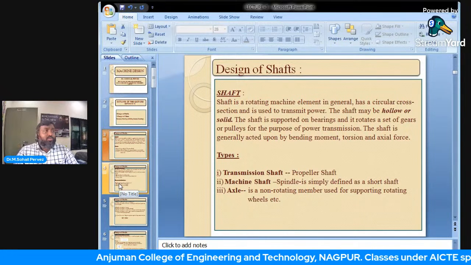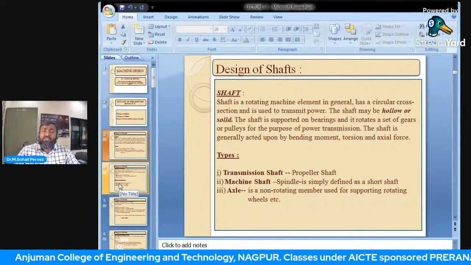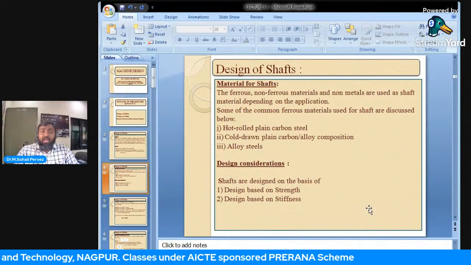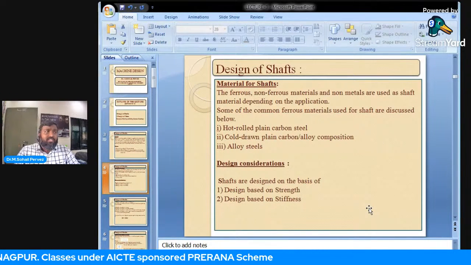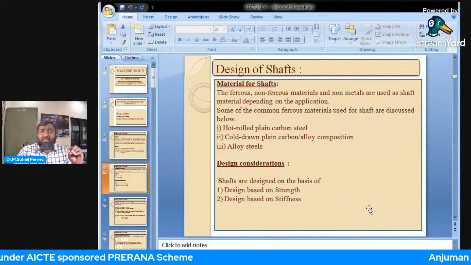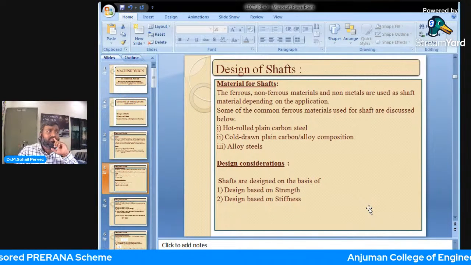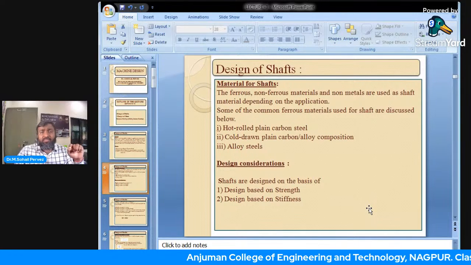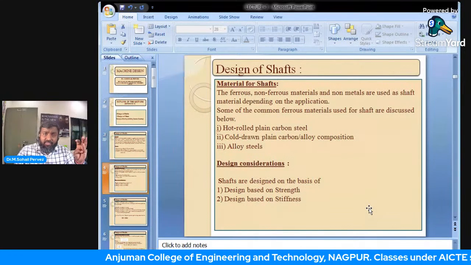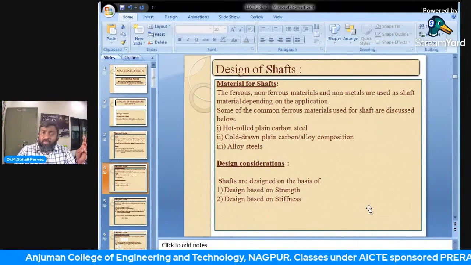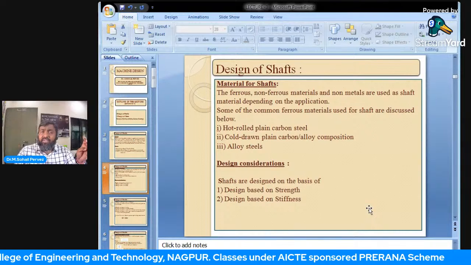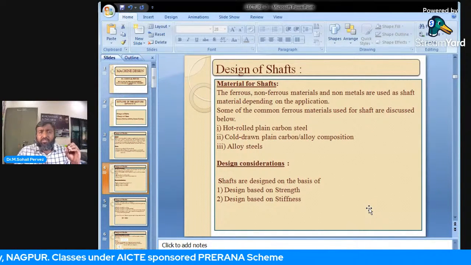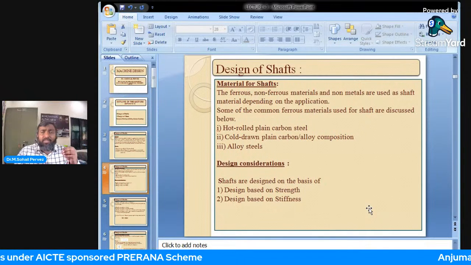So this is all about the definition of shaft and classification of shaft. Now, shaft is the basic mechanical element in any machine or mechanism where rotation is involved. Let it be gear, let it be bearing, let it be flywheel, let it be belt drive, let it be chain drive, whatsoever type of power transmission from one place to another, shaft will be there.